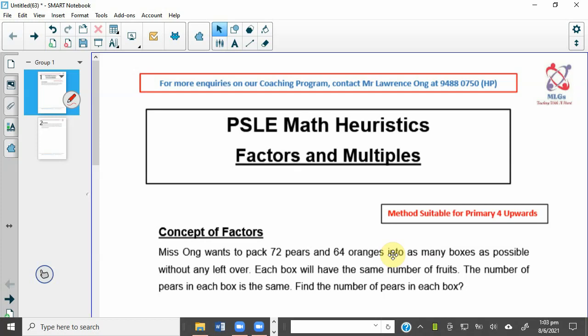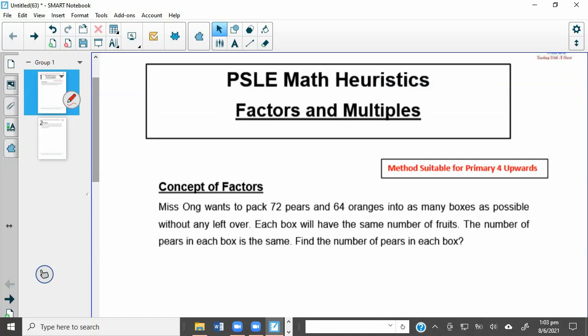Now, today we are going to look at one of the heuristics that is not very commonly used, which is factors and multiples. So we learned factors and multiples at primary 4 level, but actually there is also a kind of a heuristic, right? This is also a heuristic that we can use to solve difficult problems. All right, so how do we use factors and multiples, why are they heuristics?